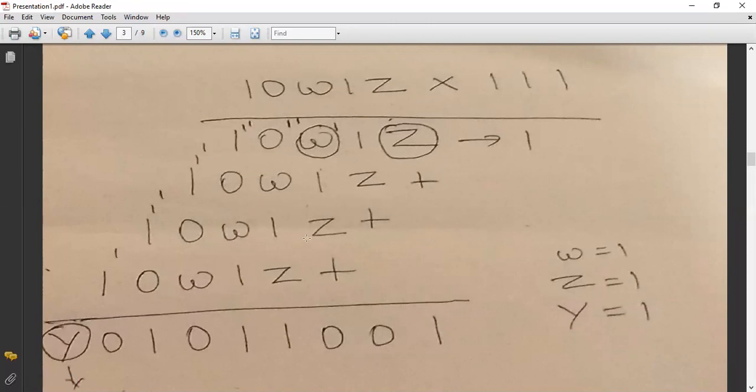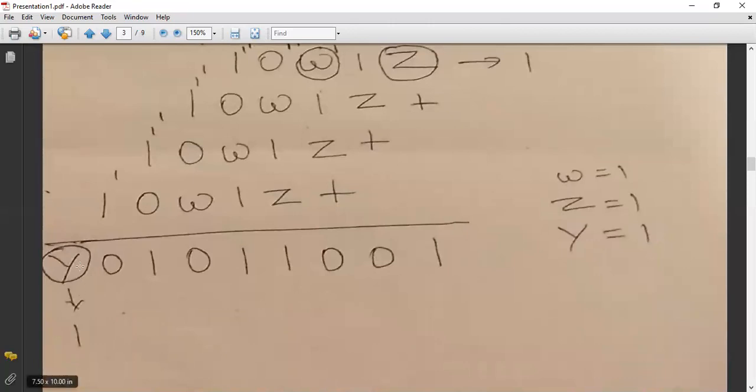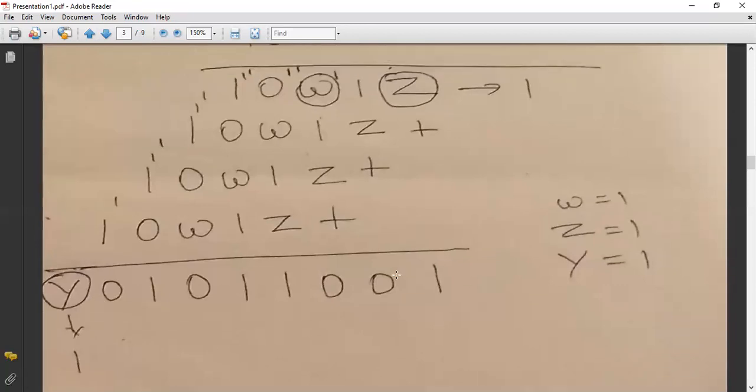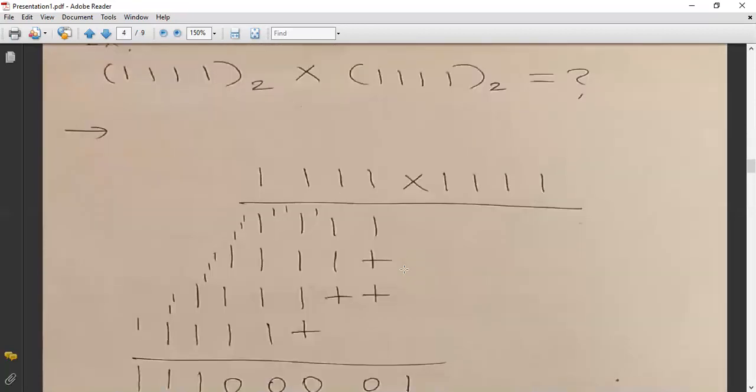Now let us go further. Again w is 1. So 1 plus 0 is 1, 1 plus 1 is 0, carry over 1, 0 plus 1 is 1, and 1 plus 1 is 0, carry over 1. We got 0 here. Now the next step. 0 plus 1 is 1, 1 plus 1 is 0, carry over 1, 0 plus 1 is 1. So we got 1 here. Now 1 plus 1 is 0, carry over 1. And so we got 1 as the value of y. So we got all three letter values: z is 1, w is 1, and y is also 1. So this question is solved. Now let us go further and see the next question.